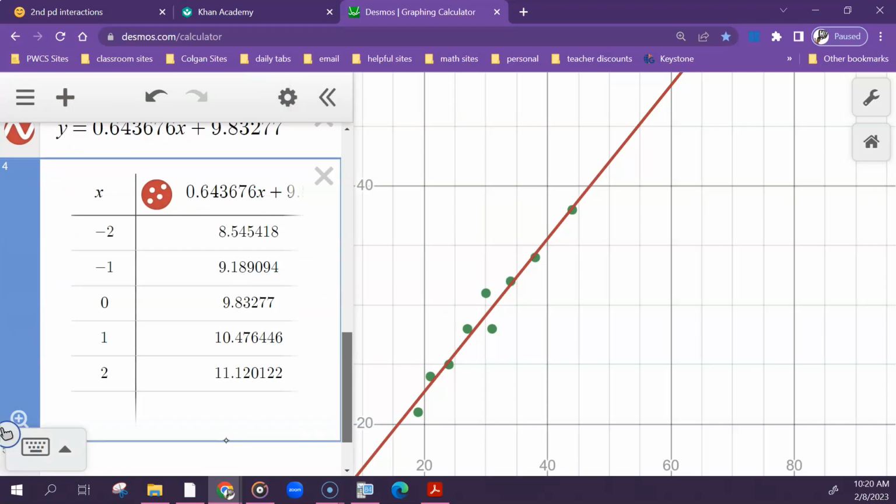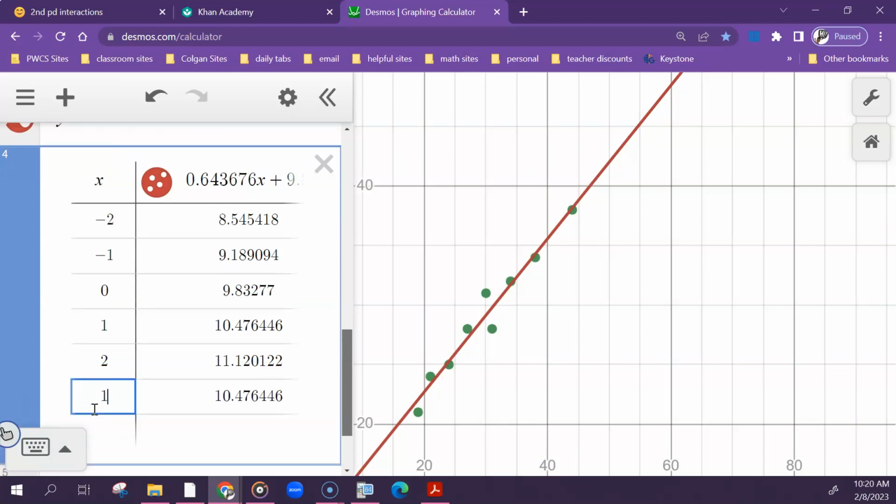So the first question asks how much the weight of a 10-month-old would be. So you would put in 10 for your x. And it would give you your y value, 16.26. Some of you rounded that to 16.27, or just rounded it to 16.3. Any of those were fine.